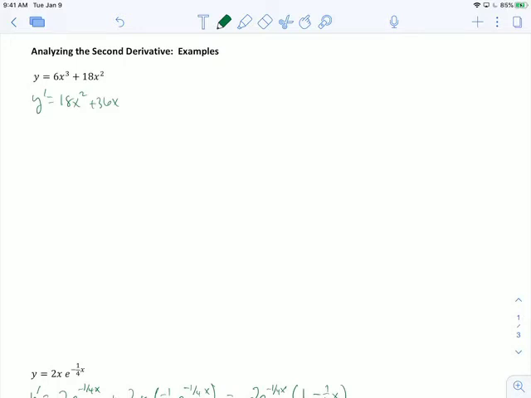Next, we want to look at some examples of how we can find the intervals on which a function is concave up or concave down, looking at the sign of the second derivative, as well as identifying the inflection points. So we're going to be doing things that are really similar to what we were doing in the previous section when we were analyzing the sign of the first derivative to talk about increasing and decreasing intervals.